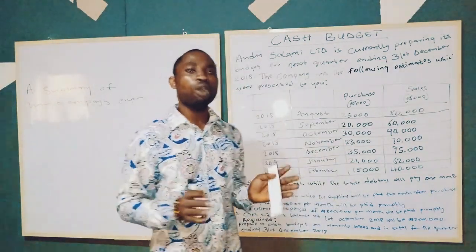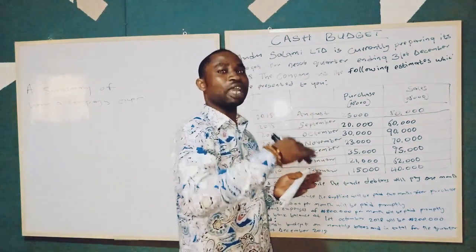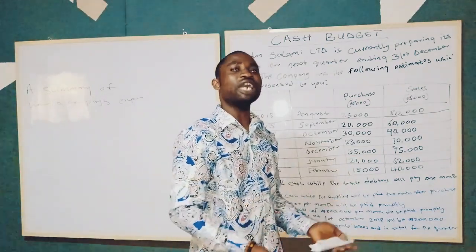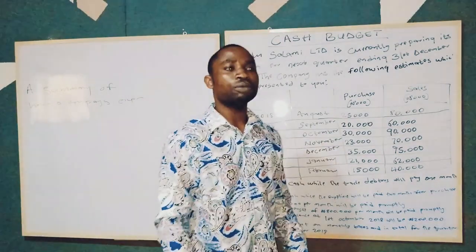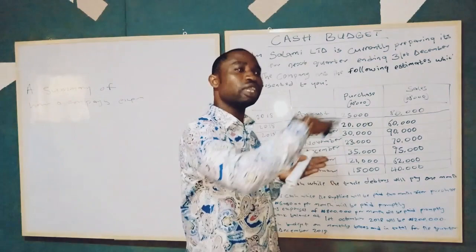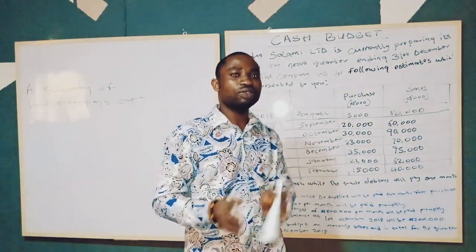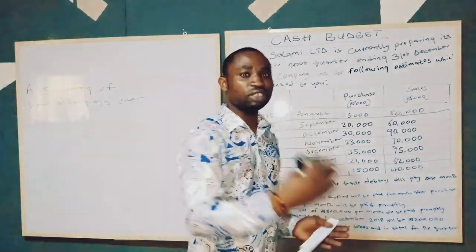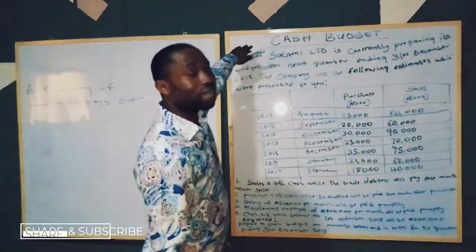That is the summary of all the expenses the company is expected to incur, and all the revenue they are expected to generate within a given period of time. Because cash budget is always prepared within a given period of time, maybe for a month, quarterly, which is every 3 months, for half of a year, which is 6 months, or for a year as a whole. Now we will be going into this calculation.